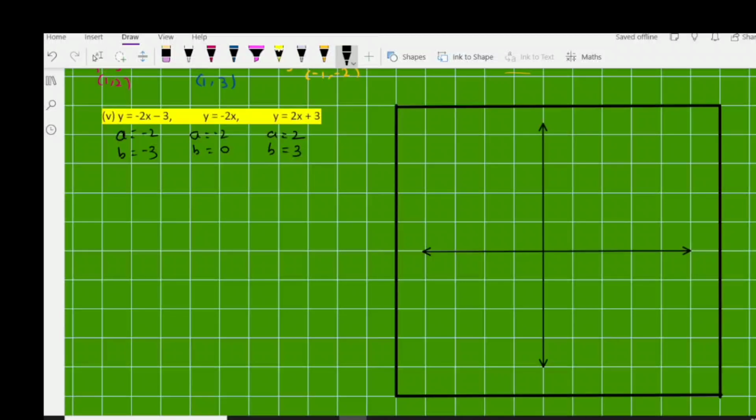Okay, which means the second line passes through the origin. The first line and second line, A remains the same. So these two lines are parallel lines, but the third line is a non-parallel line. The magnitude of A is the same in the three lines, but the direction is different. So the third line is just opposite to the first two lines. Okay, so these are the observations.